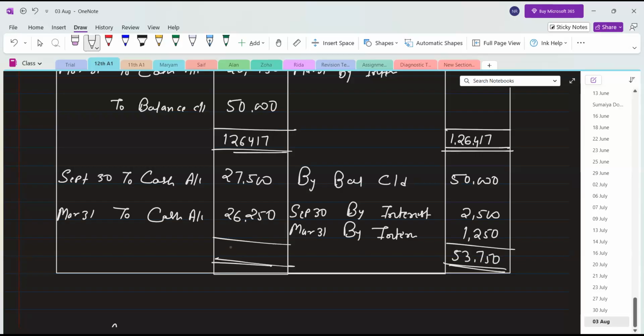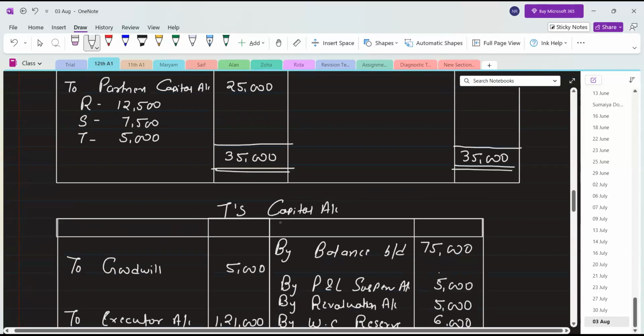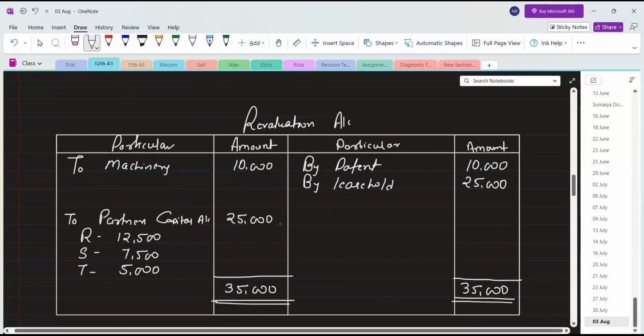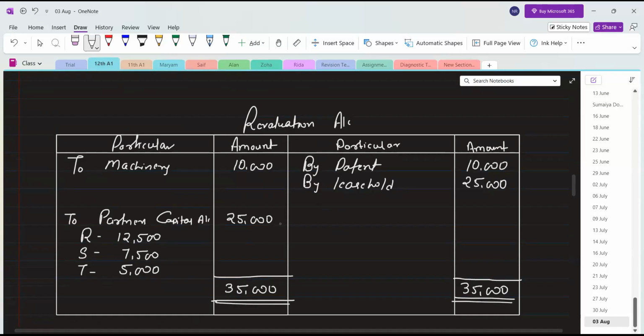53,750. So this is how we have to prepare the loan account and capital account, and if there is any other account like revaluation, journal entry, or balance sheet, then we can prepare every account like this. So tell me if you have any doubt.